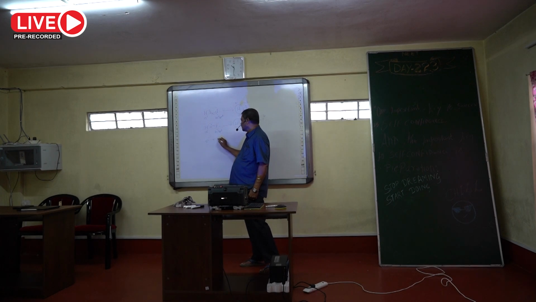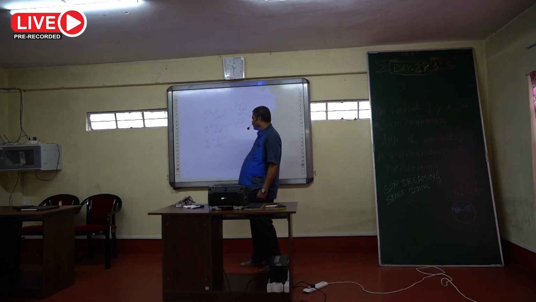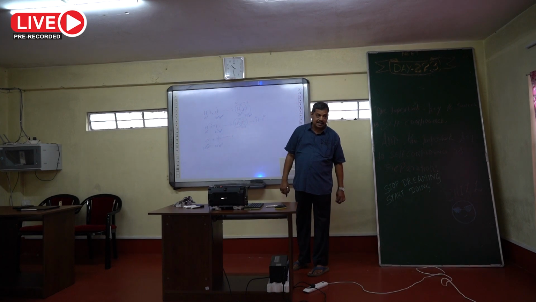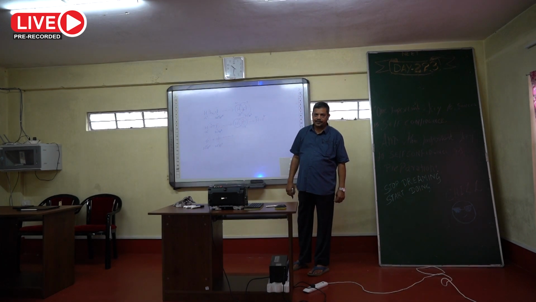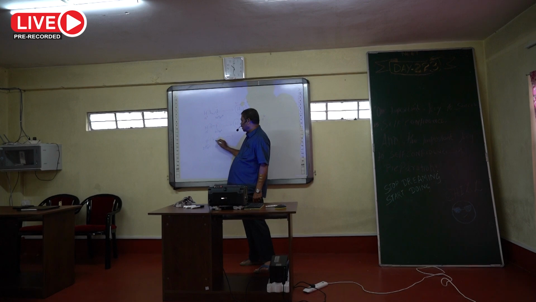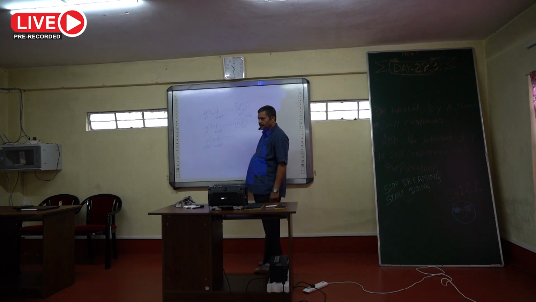F plus Cl. This is 2s2, 2p5. This is 3s2, 3p5. Both are brothers, same group. They are called halogens. So fluorine contributes 1 electron. Chlorine also contributes 1 electron for bonding.